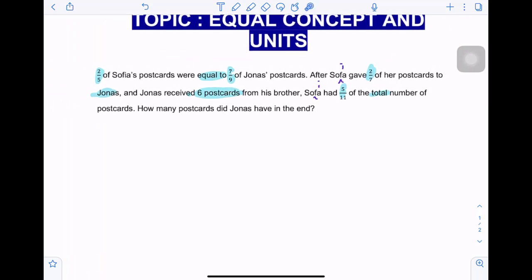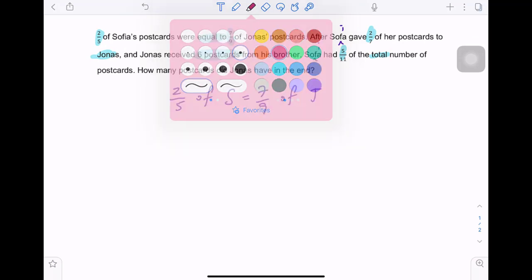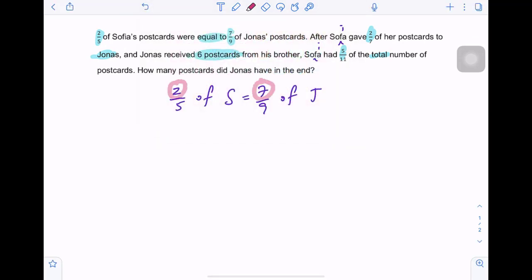Now, the very first statement is an equal concept statement, which we can write as 2/5 of Sophia is equal to 7/9 of Jonas. And we'll need to make the numerator the same, 2 and 7. What is the common multiple between 2 and 7? That will be 14.